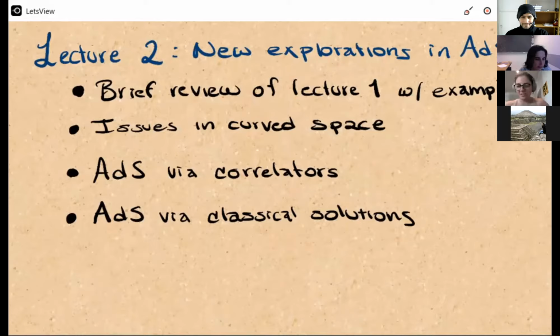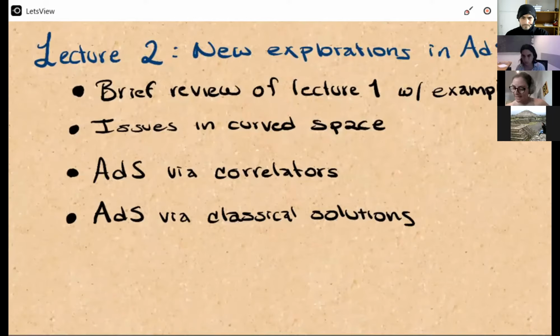Okay, so the plan for this lecture now is to do some actually active research topics. So I'm calling it new explorations in AdS for the double copy. But before we start with the AdS part, I wanted to do a brief review of the first lecture with an explicit example, because we actually need to see how things work to understand what are the issues that can arise in AdS space. Then I'll move on to tell you a bit about what issues happen generally in flat space.